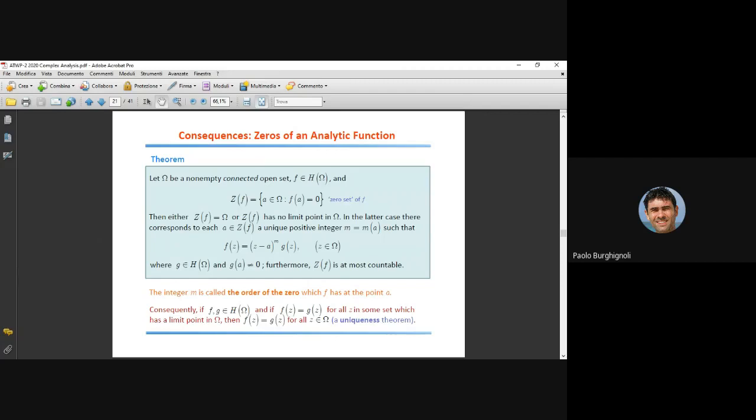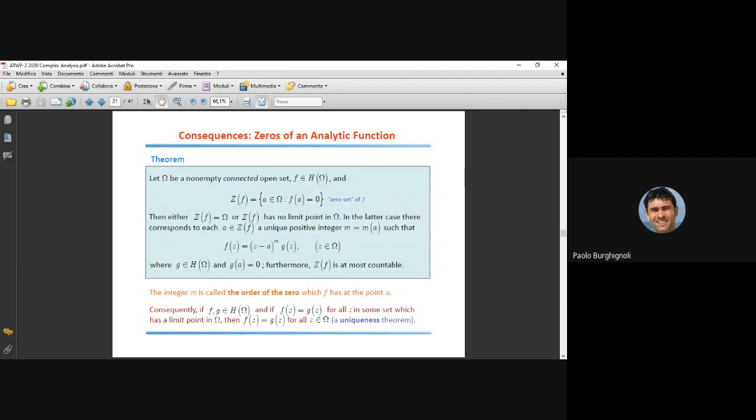Furthermore, the zero set is at most countable, so there can be an infinite number of zeros. However, this is a countable infinity, which means that you can establish a one-to-one correspondence between the set of the zeros and the integer numbers, so you can count them. The integer m is called the order of the 0, which your function f has at the point a. Now, this is an important theorem.